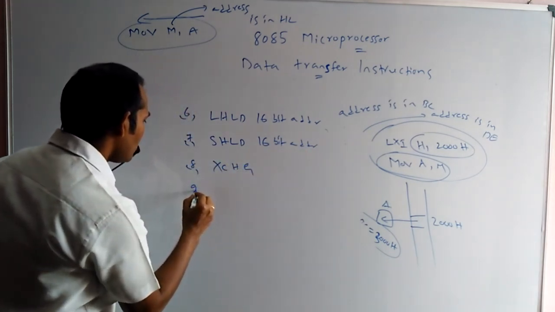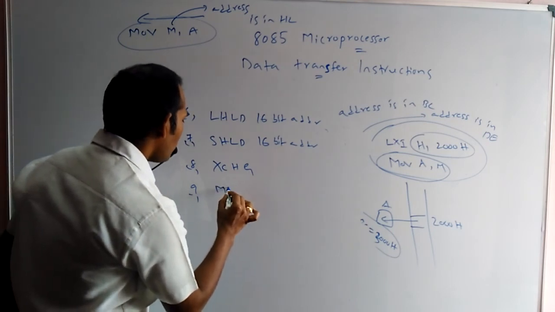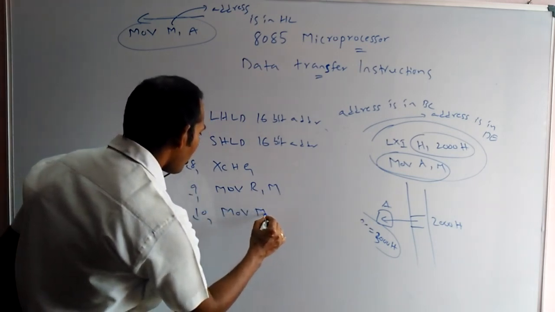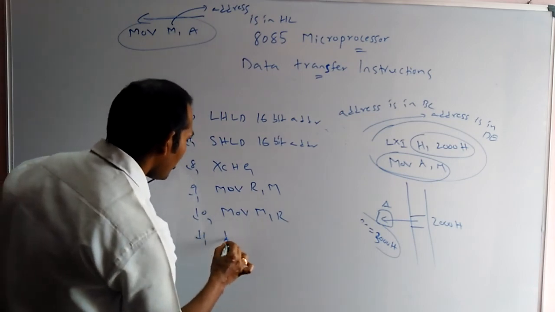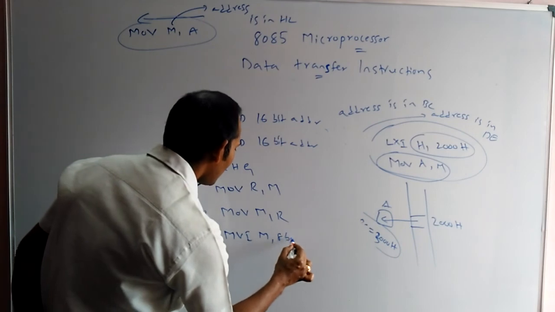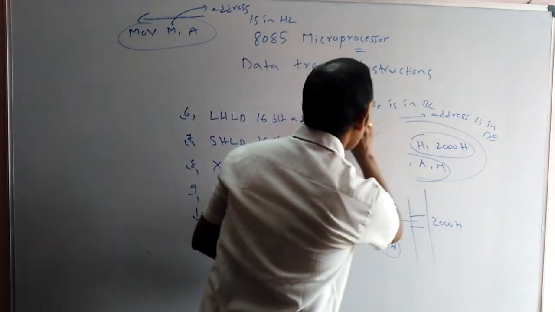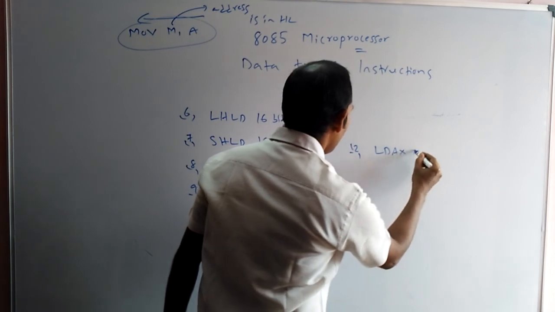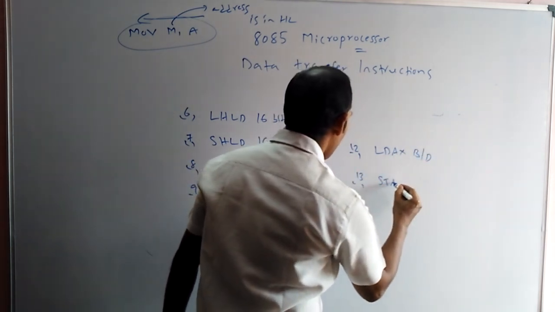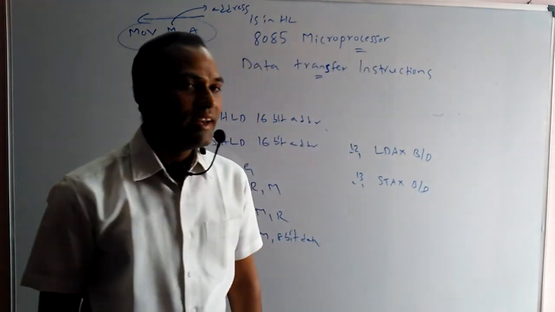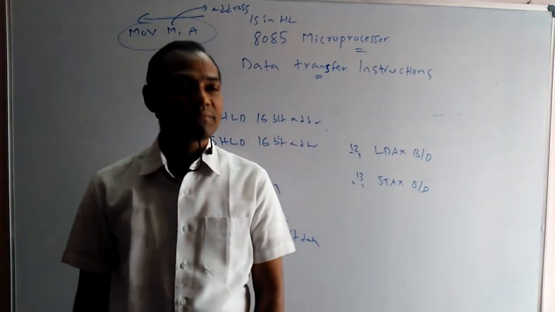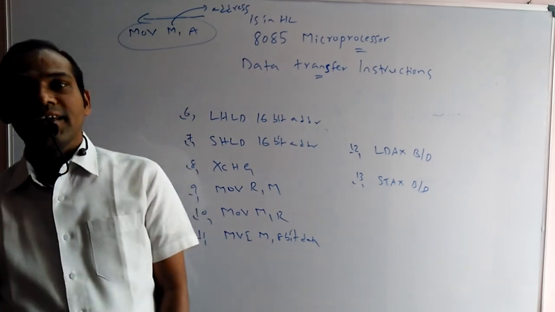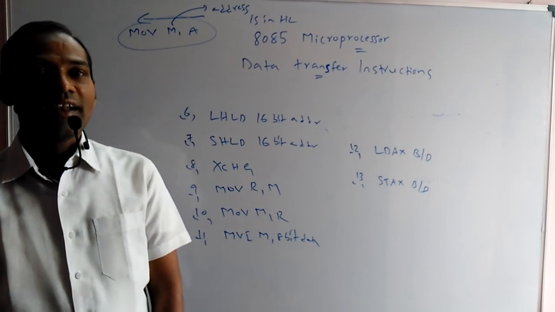Then XCHG, MOV R, M, MOV M, R, and MVI M, 8-bit data, and LDAX B/D, STAX B/D. So finally, these are different data transfer instructions. In total, 13 data transfer instructions are there. In the next lecture, we'll discuss some more points about data transfer instructions.